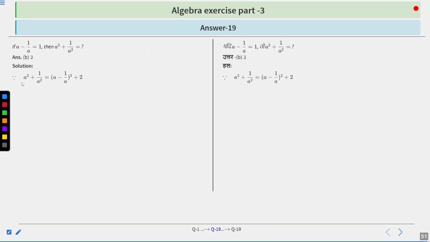Now, a square plus 1 upon a square can also be written as (a minus 1 upon a) whole square plus 2. So, a square plus 1 upon a square is going to be (a minus 1 upon a) whole square plus 2. a minus 1 upon a was already given in the question, that is 1. So, in place of a minus 1 upon a, we are going to put 1. So, 1 square plus 2. Square of 1 is 1. So, 1 plus 2 is 3. So, the value of a square plus 1 upon a square is equal to 3. That means option number B, 3, is the correct answer.